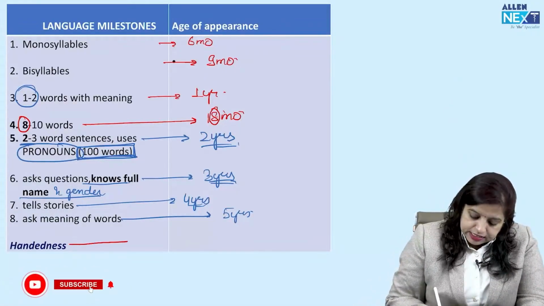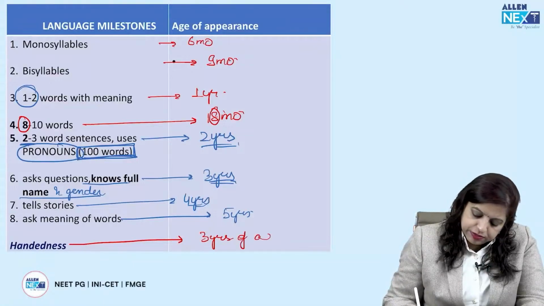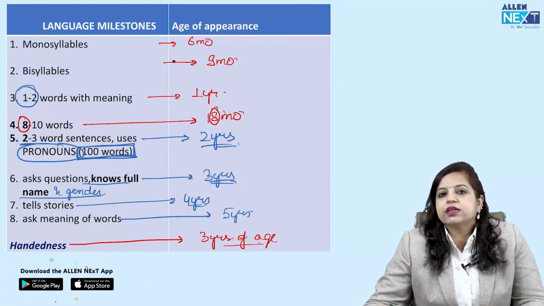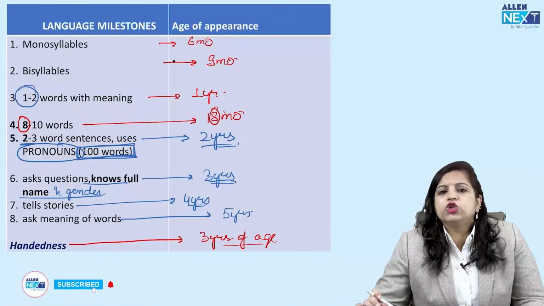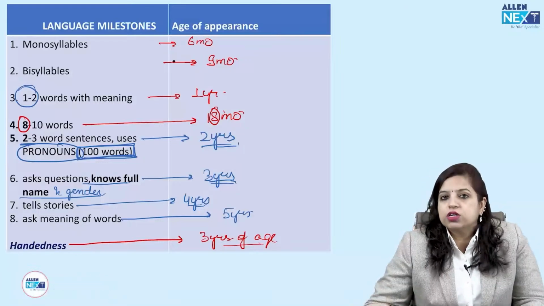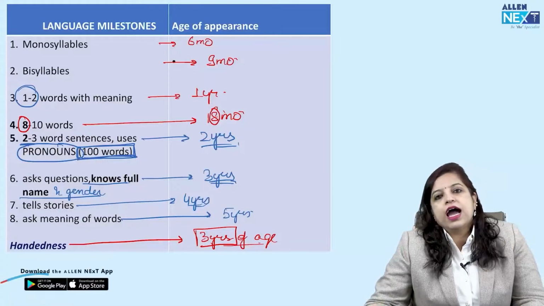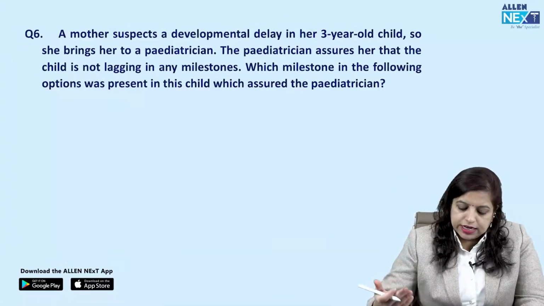So handedness, remember, is established usually by 3 years of age completely. That means the child is going to be right-handed or left-handed. That is completely clear by 3 years of age. In certain books it is written it may come as early as 2 years of age, but usually gets established by 3 years of age. So we will consider 3 years as the time when the handedness will get established, right? Okay, then let us do one question.